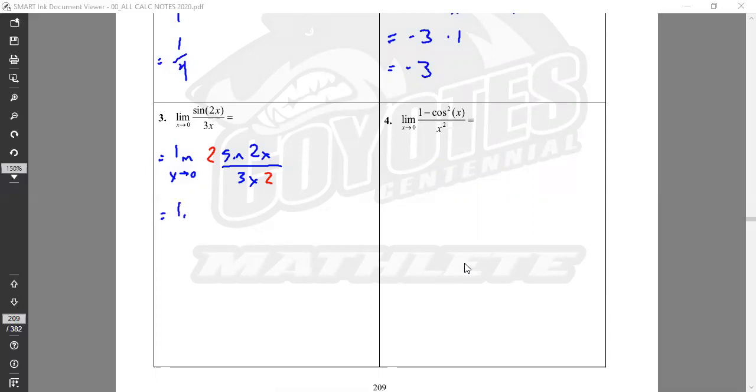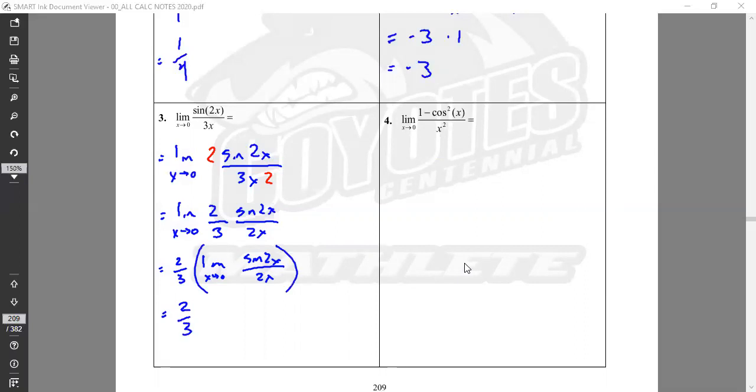So this ends up being equal to the limit as x goes to 0. Now what do we have here? We have sine 2x over 2x, but we also have this new 2 in the numerator. We also have that old 3 in the denominator. And this is equal to 2/3 times the limit as x goes to 0 of sine 2x over 2x. This goes to 1. This becomes 1. We're left with just 2/3.